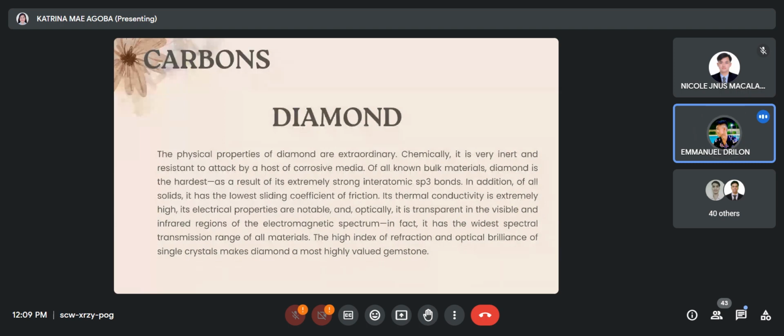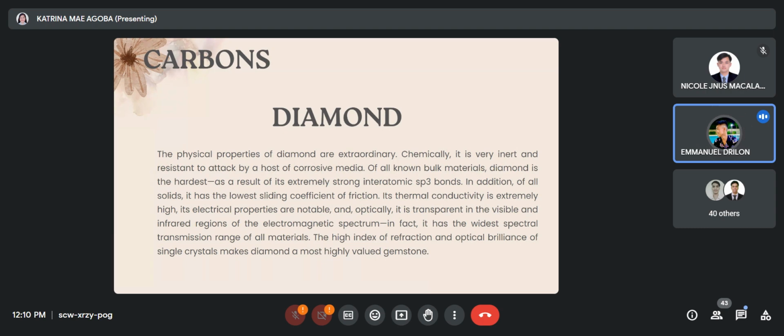So, first is diamond. The physical properties of diamonds are extraordinary. Chemically, it is very inert and resistant to attack by a host of corrosive media. Of all known bulk materials, diamond is the hardest as a result of its extremely strong interatomic bonds. In addition, of all solids, it has the lowest sliding coefficient of friction.